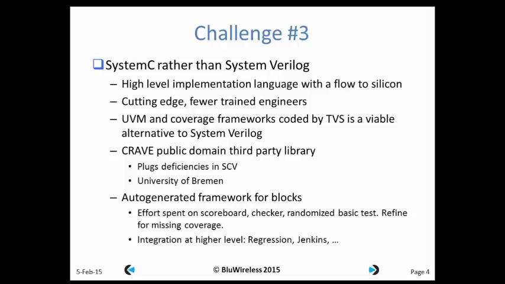And coupled with that and our automated framework of generation for blocks, the effort that we spend now is on the scoreboard, the checker, in the verification bench, and then we refine that for the missing coverage that we don't have from the results. So we target the last piece.